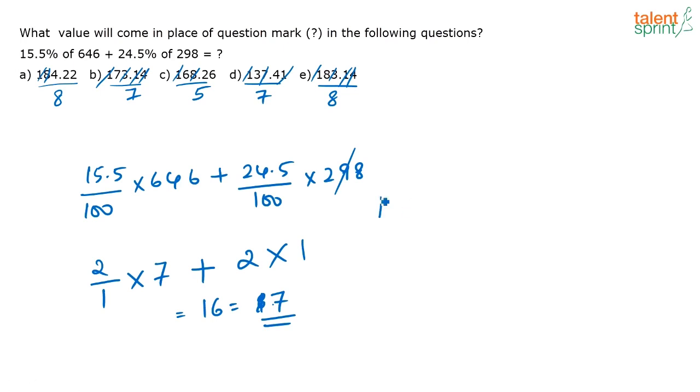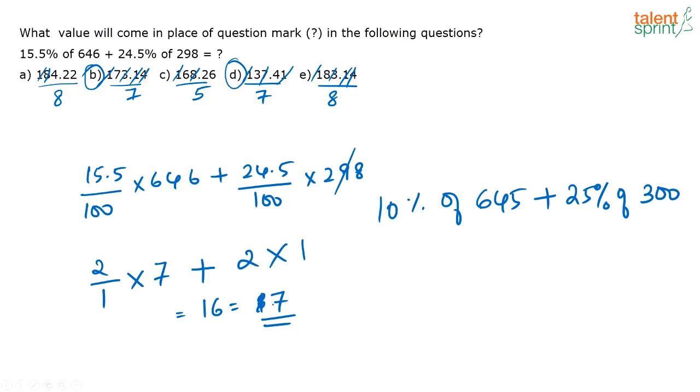See, you can just do an approximation here, okay. 10% of 645 plus 25% of 300. I am taking very close values to these numbers, because we are confused whether it is option B or option D. So how do I say it is option B or option D? At this point, I take an approximate value and see which one is the closest. So 10% of 645 is 64.5, and 25% of 300, what is 25%?